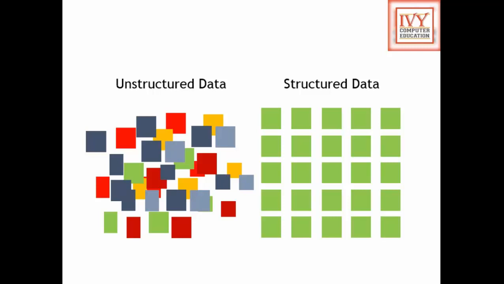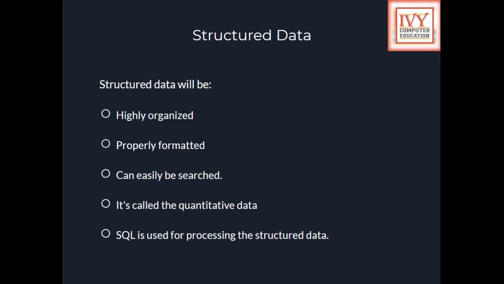Now what is structured data? Structured data, as the name itself indicates, is structured, which means it is organized properly in rows and columns. Unstructured data is very messy, which means the data is not organized. What you can see on the right hand side of your screen is structured data, and what you see on the left hand side is called unstructured data. As the picture itself shows, the data is very messy, which means it is not organized.